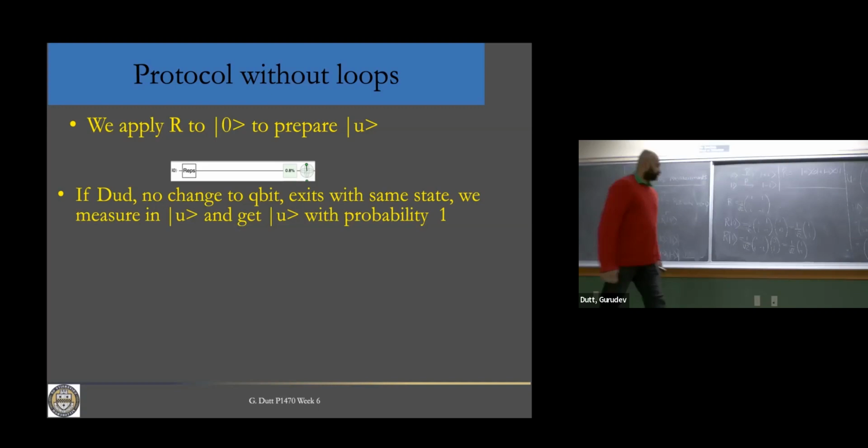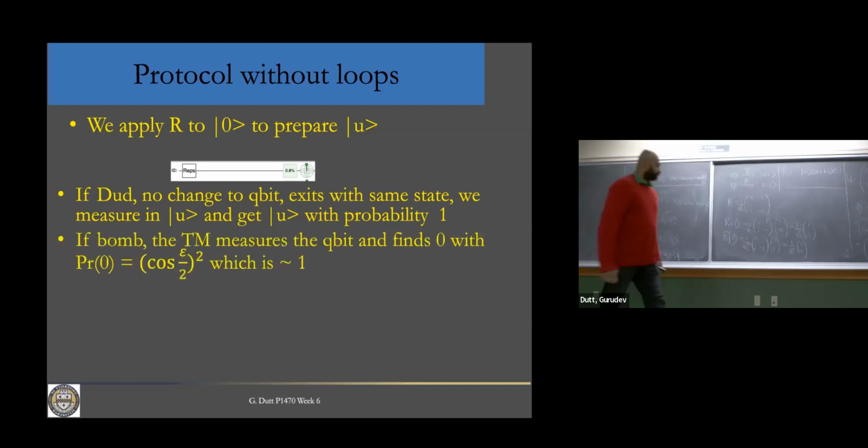If we measure in the U basis, of course, we're going to get back U, right? Because it was U to begin with, and now if I measure right at that point, it'll be U again with probability 1. But if it's a bomb, now the Turing machine has measured the qubit, and it has found it to be either 0 or 1.